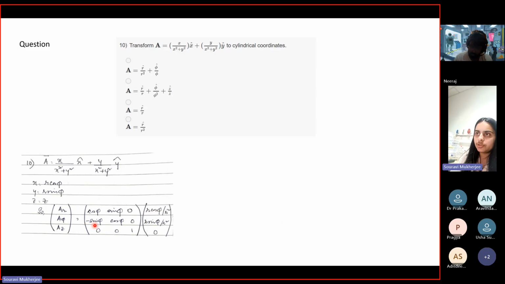Again, here you have minus. So sine phi, cos phi, minus sine phi, cos phi, sine phi. So this cancels each other, right? That gives a phi to be 0. So a phi is 0, az is 0.